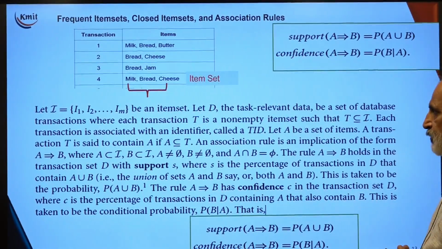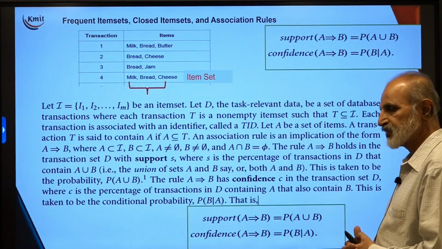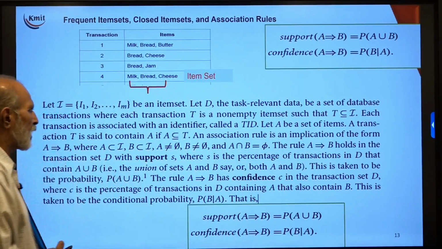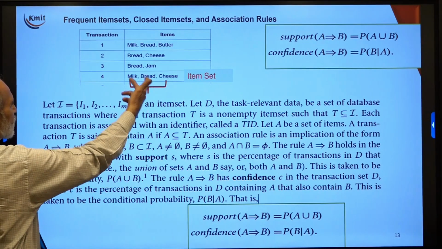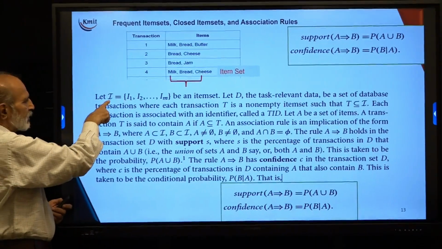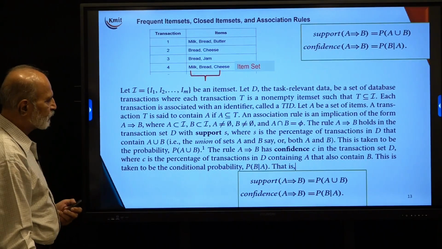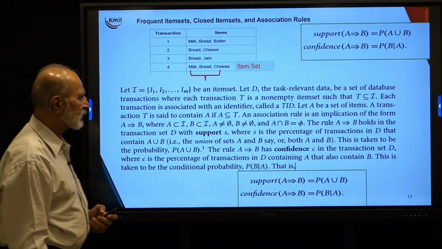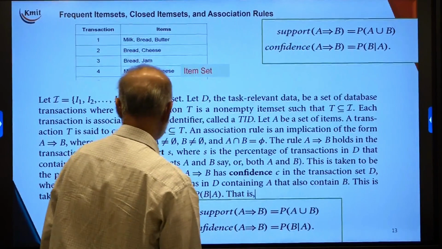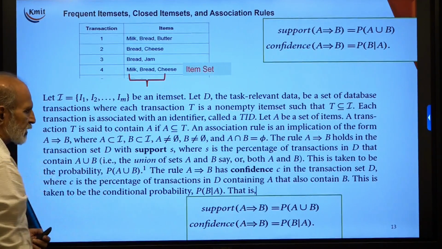Let I equal a set I1, I2, I3, up to IM be an item set. So we are using a little bit of set theory, and we say that I have so many items, number 1, 2, 3, 4, 5. So I can represent them in a set theory form. So I say I equals I1, I2, up to IM is an item set, and let capital D, the task relevant data, that means the entire data, what is relevant to my task, be a set of all the database transactions. So I have 9 or 10 transactions; in practice it may have 1000 transactions.